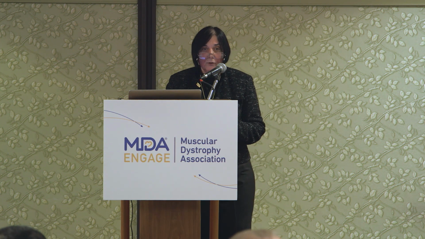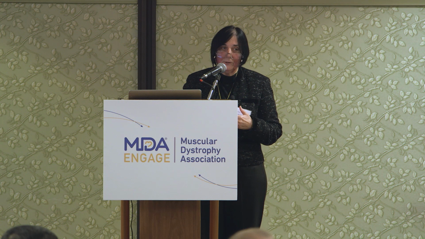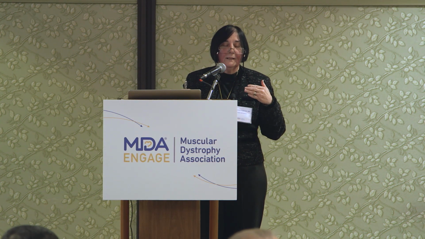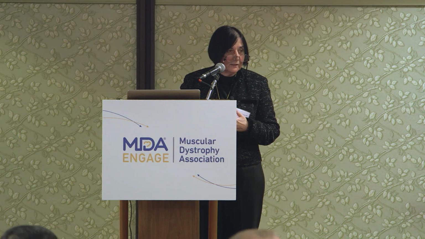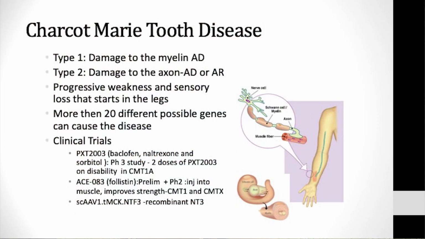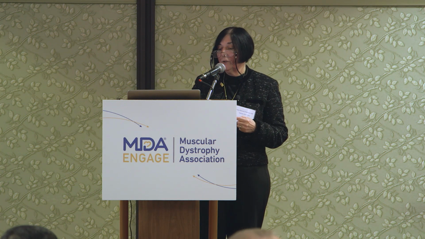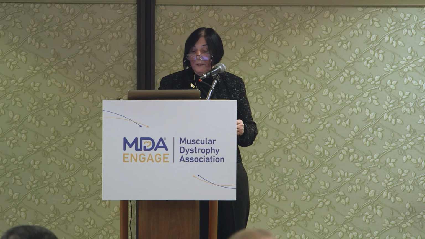So Charcot-Marie-Tooth, we have 2 major types. And again, it's not only 2 diseases. Each one, type 1 and type 2, has several different genetic variants. So when MDA says they cover 43 diseases, they're being modest because they're covering a lot more than 43 when you think of each genetic problem being a different disease. So type 1 means the insulation of the nerve is damaged.